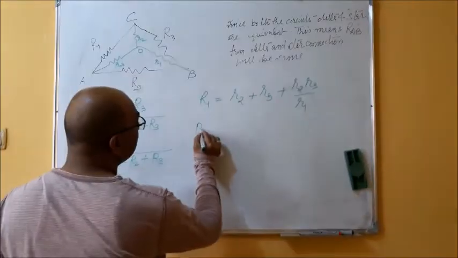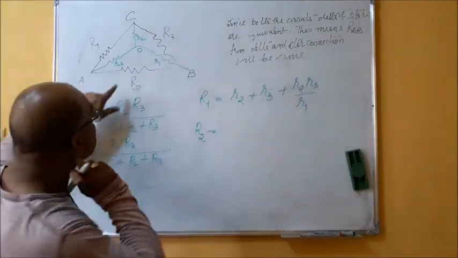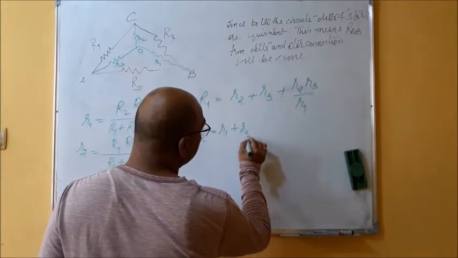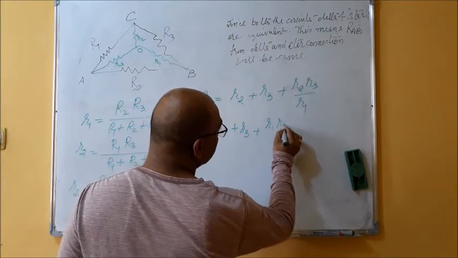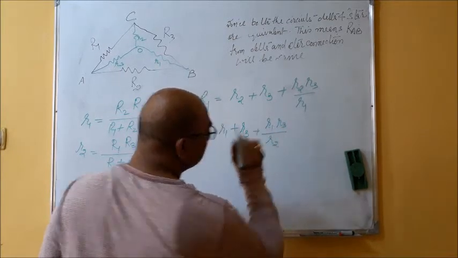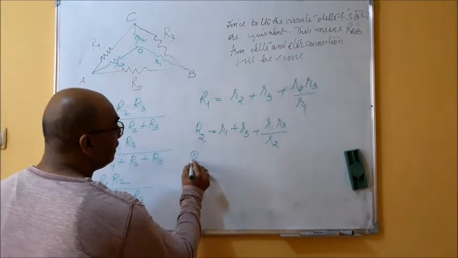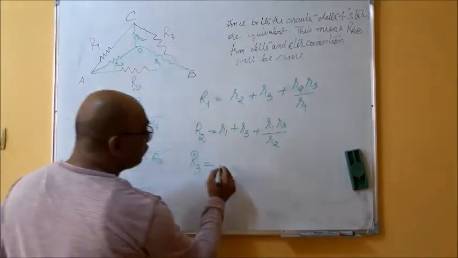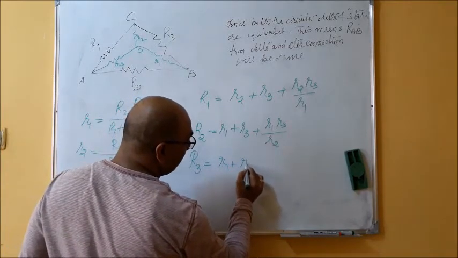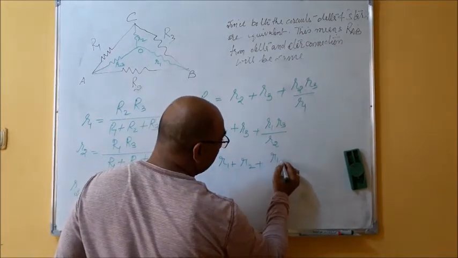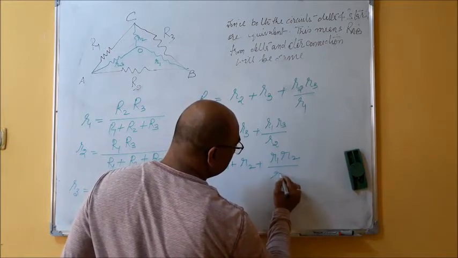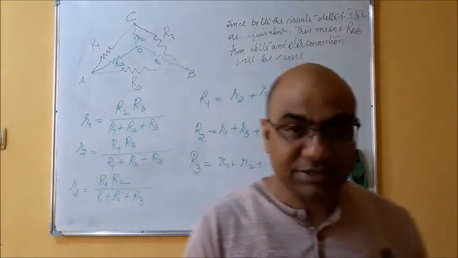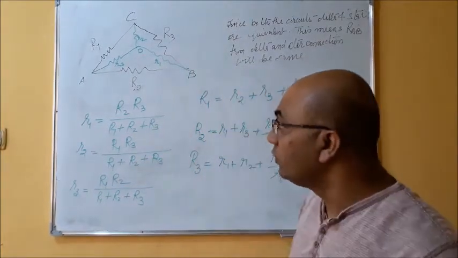And hence similarly, what is R2? R2 is connected with R3 and R1. So R1 plus R3 plus the multiplication of both divided by the third resistance. Similarly, R3 is connected with R1 and R2. So R1 plus R2 plus R1 R2 upon R3.